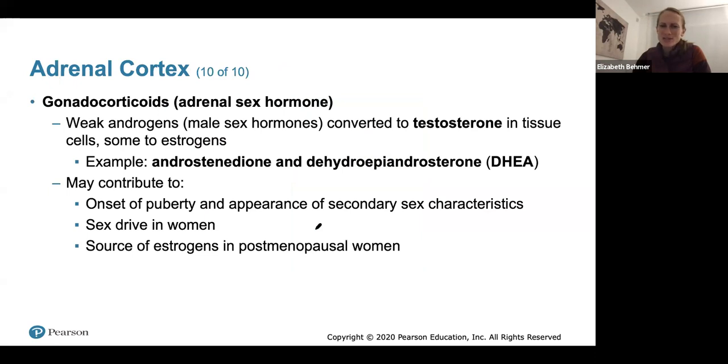Gonadocorticoids, these are adrenal sex hormones that can contribute to puberty, sex drive, and are a source of estrogens.